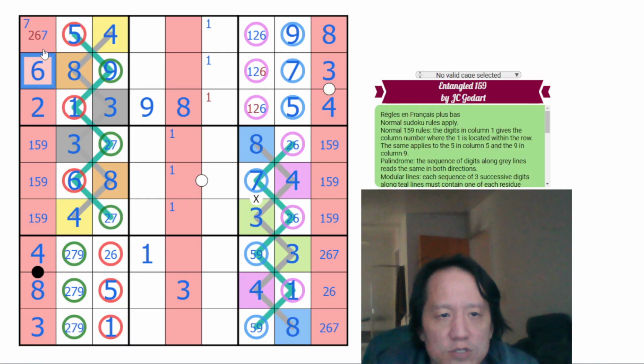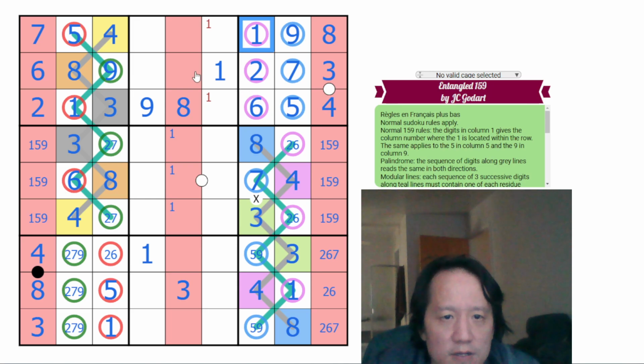This is 2, 6, 7, which forces this to be 1 because this 6 says in this row, column 6 has the 1. So this is 2, this is 6, this is 1, because this one says 7 has the 1. 5 is either one of these, so it's 4 or 5. 5 is here, so this is 2.